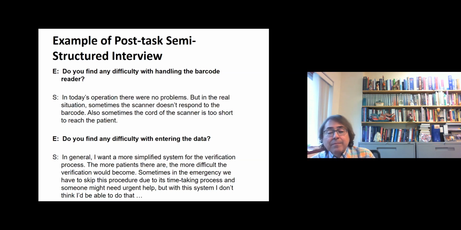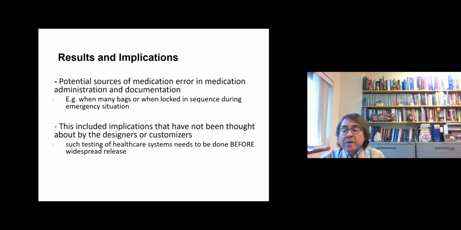And then they said, in terms of having difficulty, I want a more simplified system. The more patients there are, the more difficult verification becomes. Sometimes in an emergency, we have to skip this procedure. Throughput, time-taking process, and someone might need urgent help. But with this system, I don't think you'll be able to do that. So they pick off, and we saw that on the video as well. So what we did with them is simply recommend an emergency override before deploying it all over the hospital.